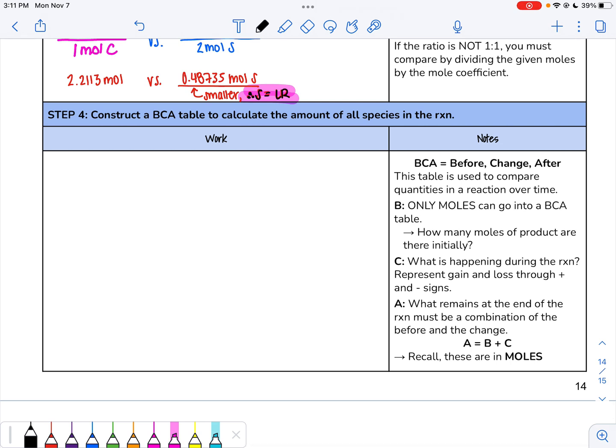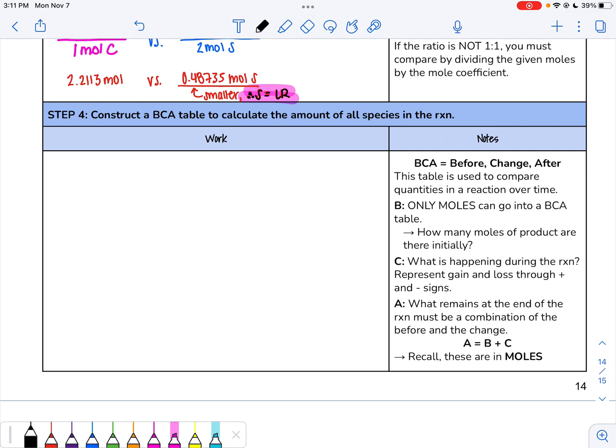So here's what we're going to do now. We're going to construct what's called a BCA table. BCA just stands for before, change, and after. The reason why I'm showing you this method is because you can use a BCA table to calculate the amount of all species in your reaction before the reaction happens, while it's changing, and after the reaction occurs.